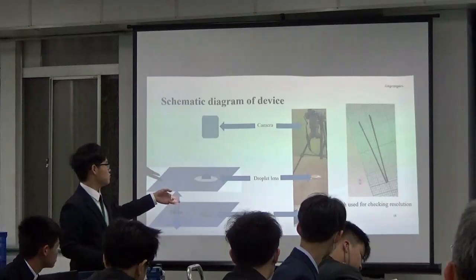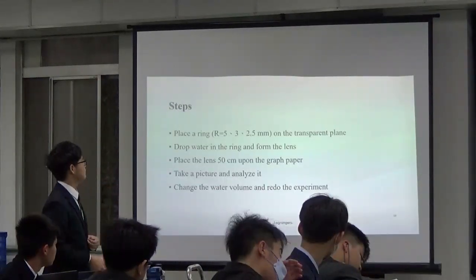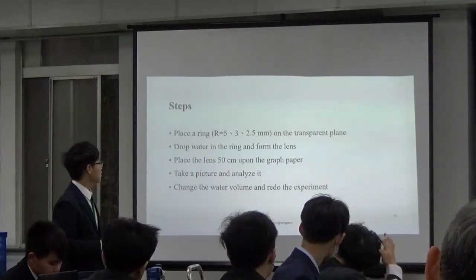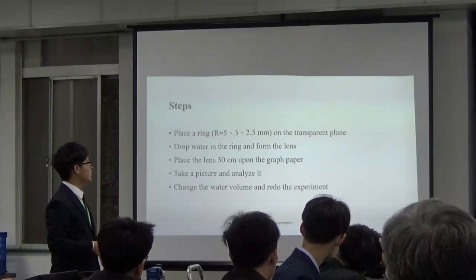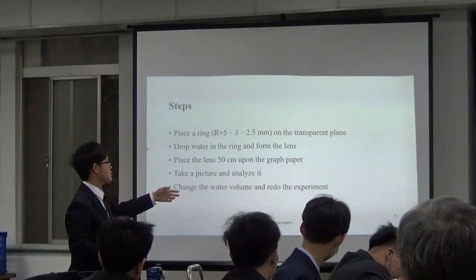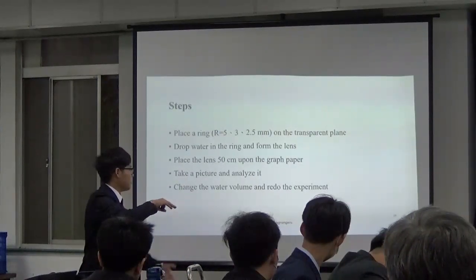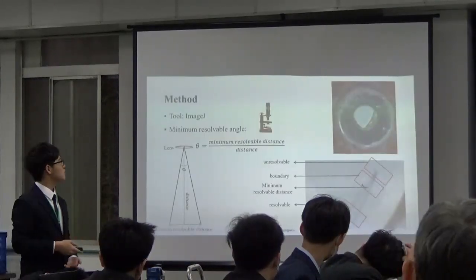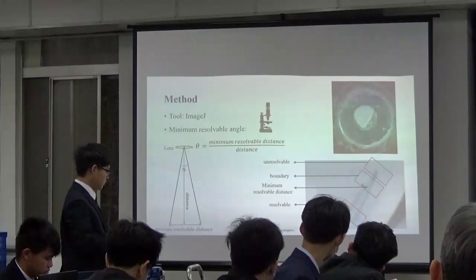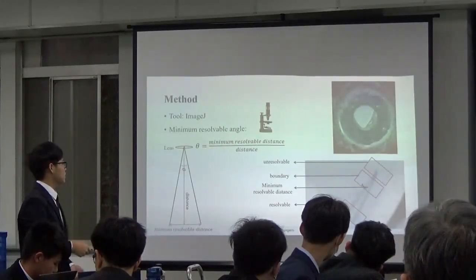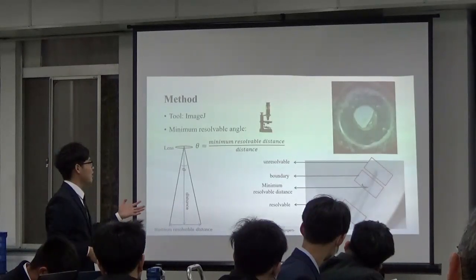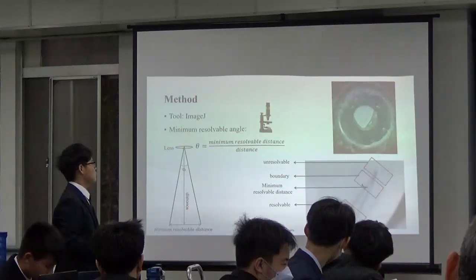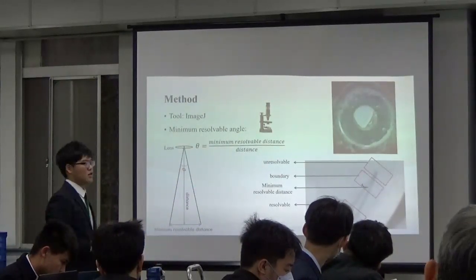And we use a camera to record the entire process. So we, again, place rings of these different millimeters on the transparent plate, and drop water in the ring to form the lens. Then we place the lens 50 centimeters above the graph paper like this, and we take a picture here to analyze it. And we change the water volume and redo the experiment. So our method is to calculate theta here. Because theta is very small, we can approximate it as the minimum resolvable distance divided by the distance here. This can be approximated because theta is very small.